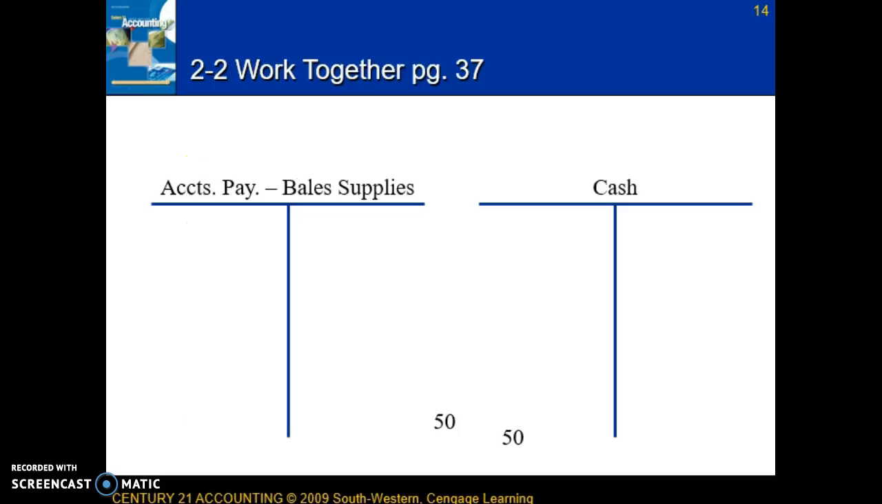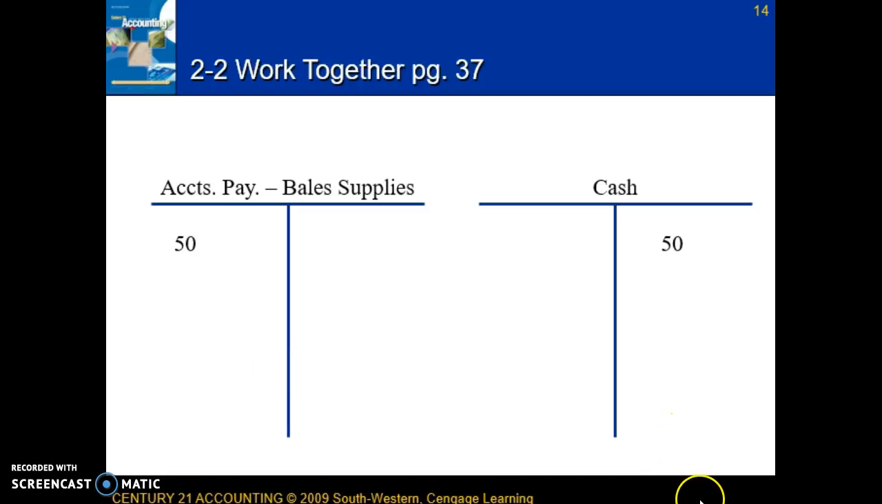Our last transaction on our work together is April 9th, paid cash on account to Bales Supplies, $50. So our 2 accounts are going to be accounts payable, Bales Supply, and then cash. Accounts payable is a liability and cash is an asset. So since we are paying cash, we know that cash is going to be a credit. So I'll go ahead and drag my $50 over to credit. And then accounts payable is going to be a debit over here. Since it's normally increased with a credit, it's going to be decreasing now with a debit since the amount we owe them is decreasing.